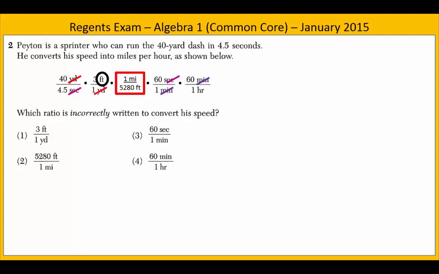If it were written the opposite, with the miles on the top and the feet on the bottom, now the feet would cancel, and we'd be left with miles per hour. And so the ratio that's written incorrectly is the 5,280 feet over 1 mile. Choice 2.